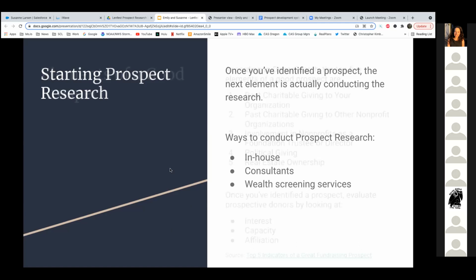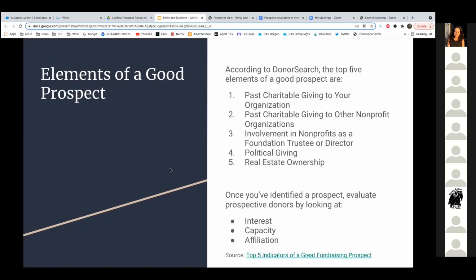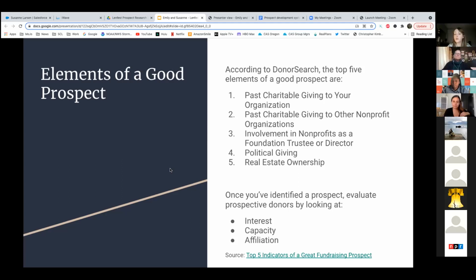So again, before we can even start the research, there's more to know. We need to know what makes up a good prospect, so we know what to look for and how to identify it when we see it. According to Donor Search, which is a prospect research database, the top 5 elements of a good prospect are past charitable giving to your organization. So obviously they've already expressed interest in your mission. You already know that they like what you do. Maybe they're testing the waters, or maybe they need a more personal connection before making a major gift.